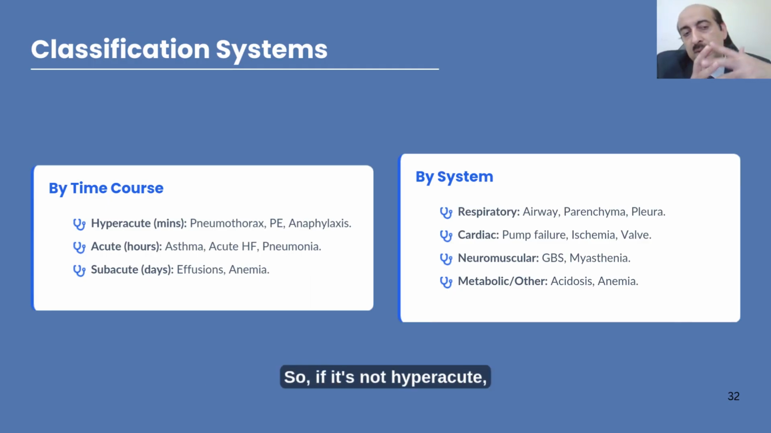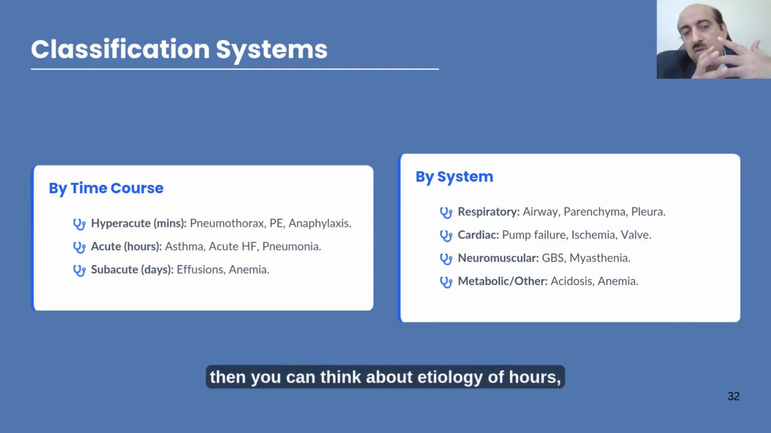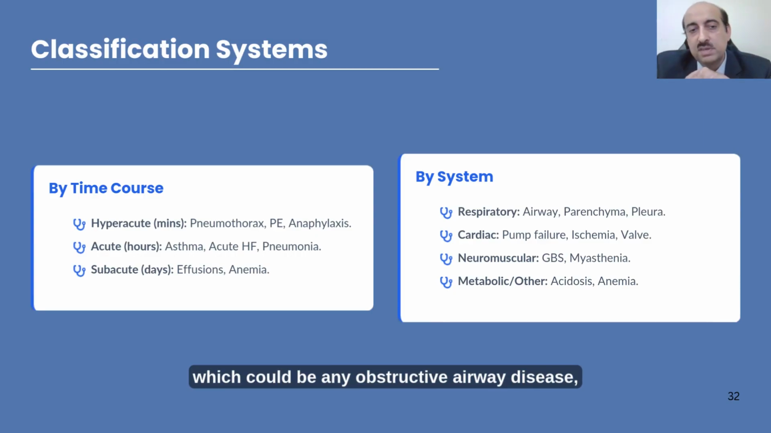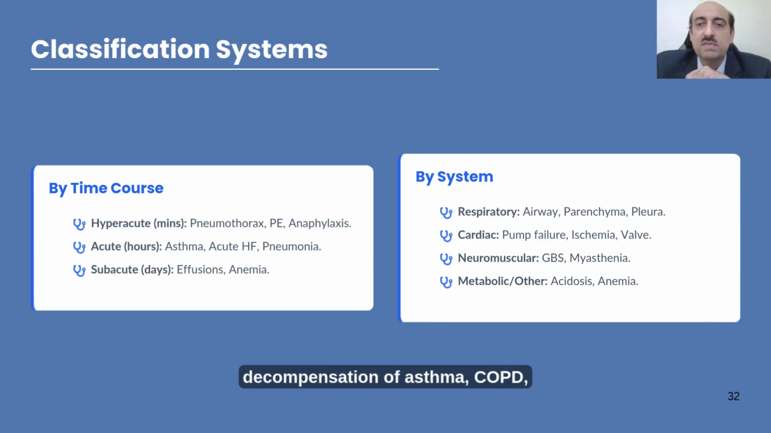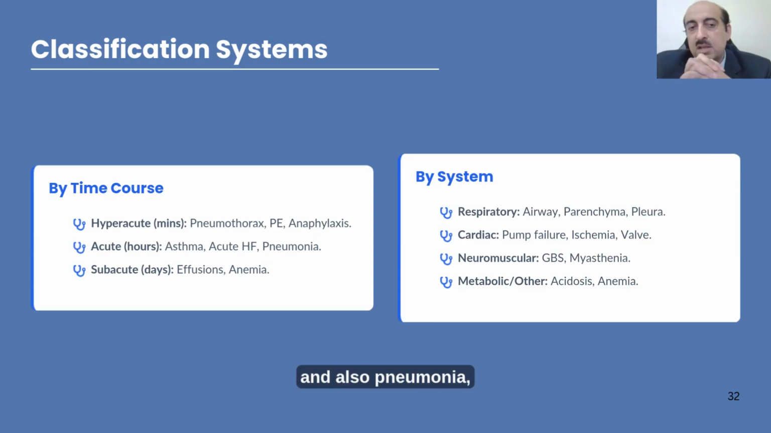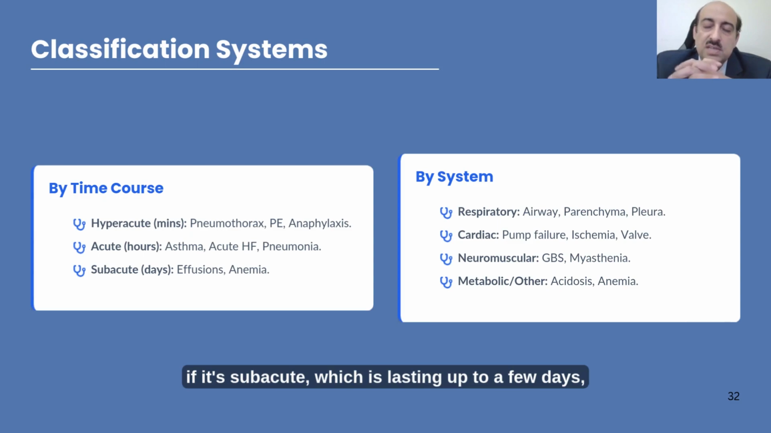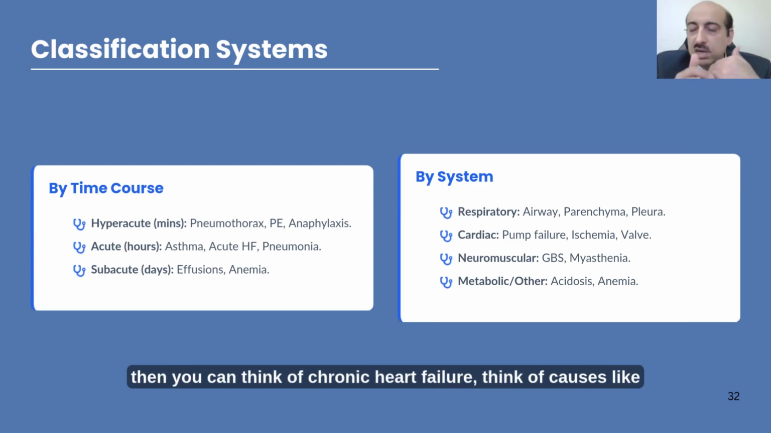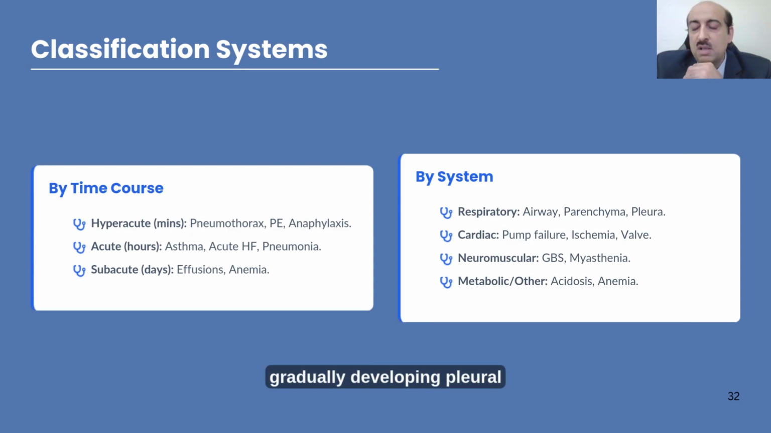So if it's not hyperacute, then you can think about etiology of hours, which could be any obstructive airway disease, decompensation of asthma, COPD, acute heart failure, which is not like flash pulmonary edema, and also pneumonia, which can develop fairly rapidly within 24 hours. Then if it's subacute, which is lasting up to a few days, then you can think of chronic heart failure, think of causes like gradually developing pleural effusions or anemia. So this is one way of classifying.